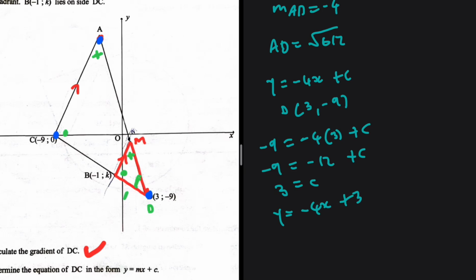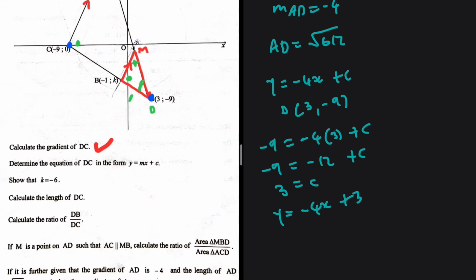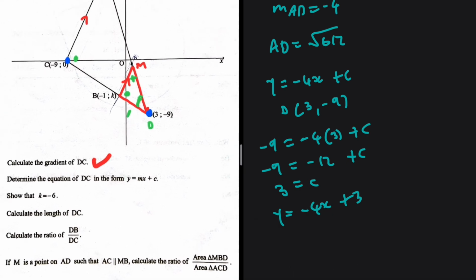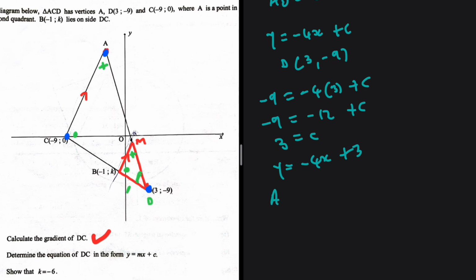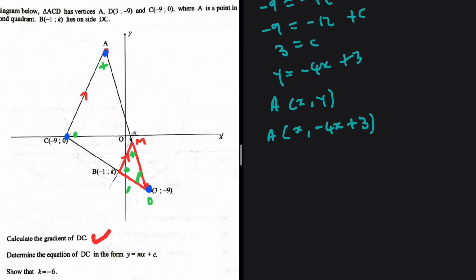the line AD. But we are looking for the coordinates of A. So now that we have the equation of AD, instead of having the coordinates of A as some x and y, we can say that A is x, and y should be minus 4x plus 3. This should not be groundbreaking. You should have come across something like this at some point. So those are the coordinates of A.